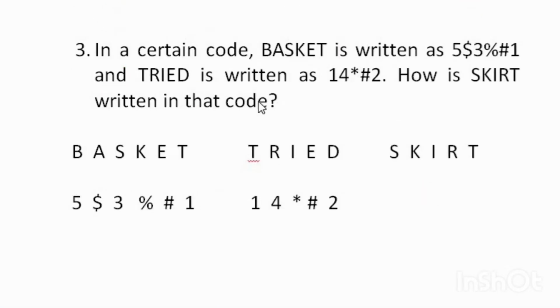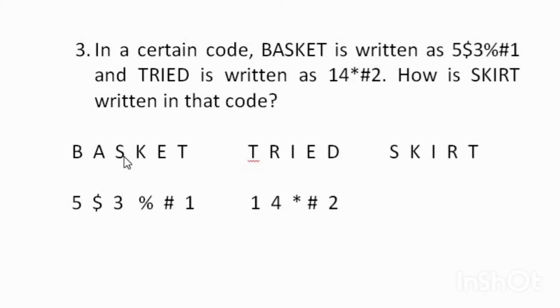In the third workout question, basket is written as $5 3% hash 1. That means B is coded as 5, A is coded as $, S is coded as 3, K is coded as %, E is coded as hash, and T is coded as 1. Similarly, tried is written as 14 star hash 2. That means T is coded as 1, R is coded as 4, I is coded as star, E is coded as hash, and D is coded as 2. In a similar way, we can code skirt from these two words, basket and tried.